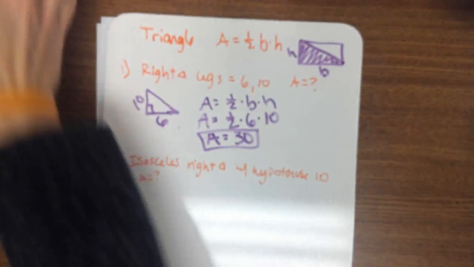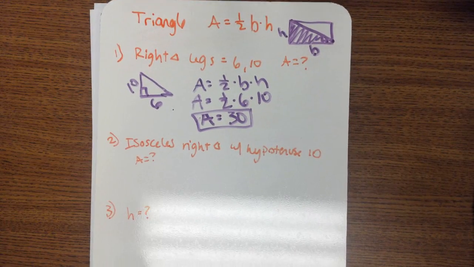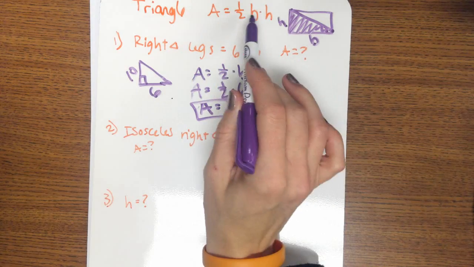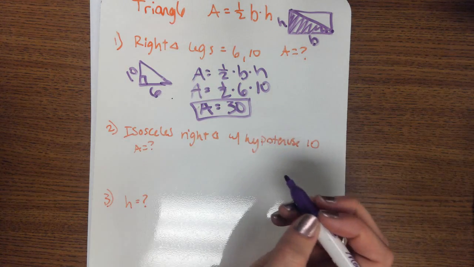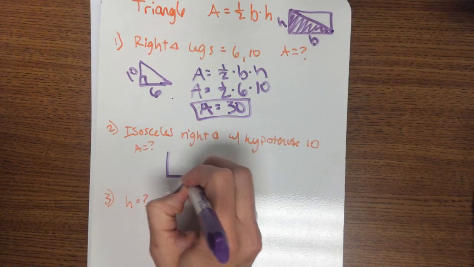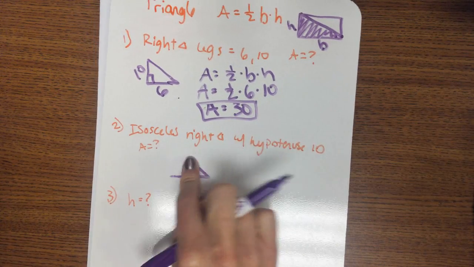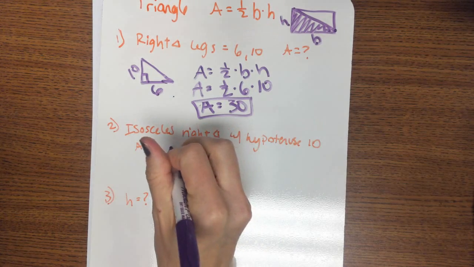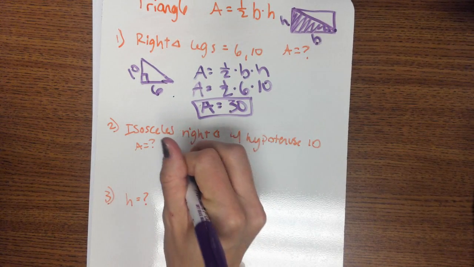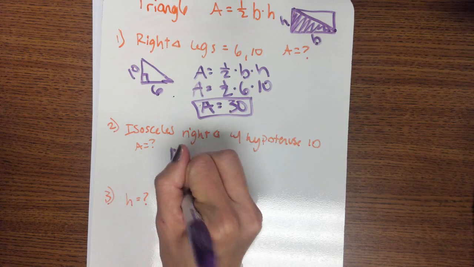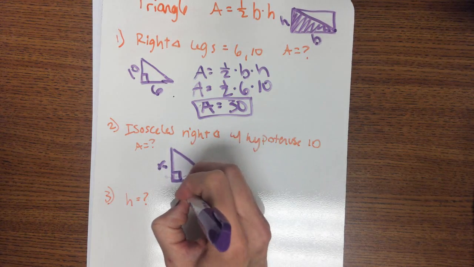Then my next one, a little bit trickier. We're still using my triangle formula. We have an isosceles right triangle. What that means is that the two, oops, that's a bad drawing. The two sides touching the right angle are the same. So we have to know some vocab here. So there's my right angle. That means these two side lengths are the same.